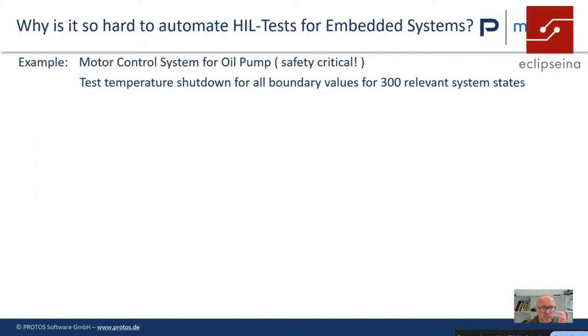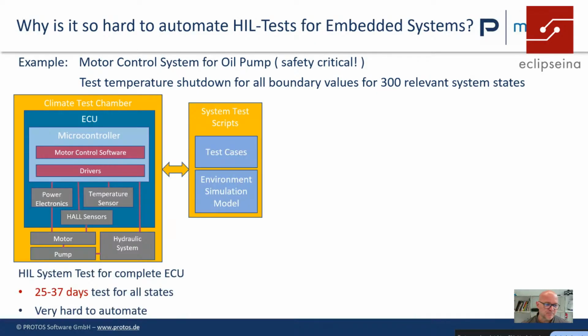Now, why is it so hard to automate HIL tests for embedded systems? An example would be a motor control system for an oil pump or a lubrication pump, something like this. That's a real world example, by the way. In this case, we needed to test the temperature shutdown, or all the error shutdowns, but in this example, temperature shutdown for all boundary values for 300 relevant system states. And that's a lot, because you do not only have 300 relevant system states, but also all the temperature values and so on.